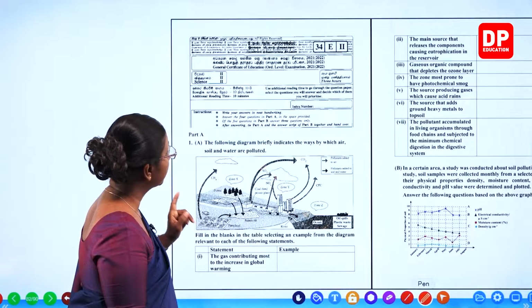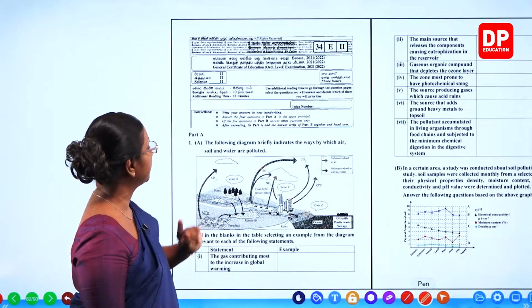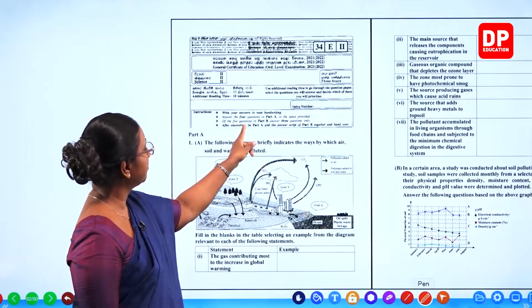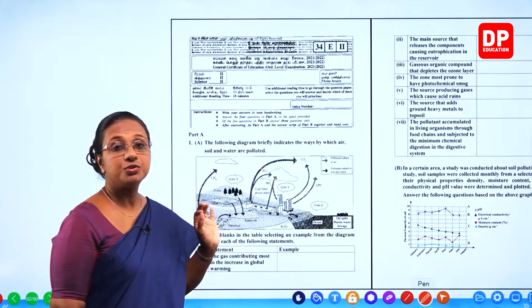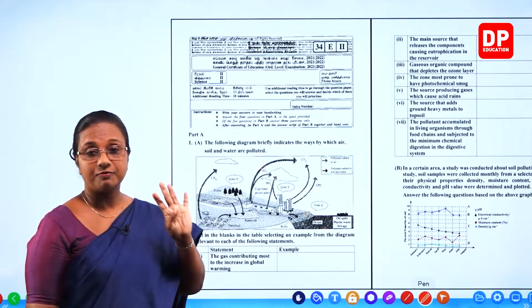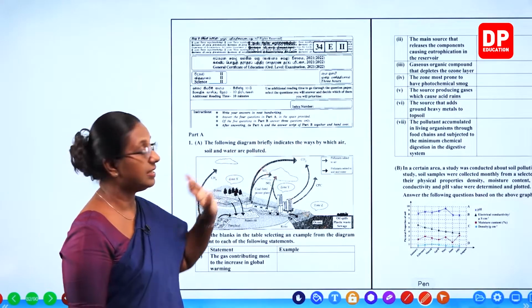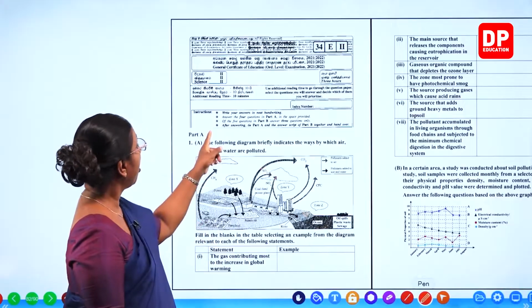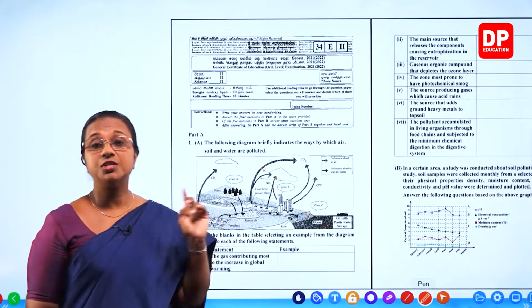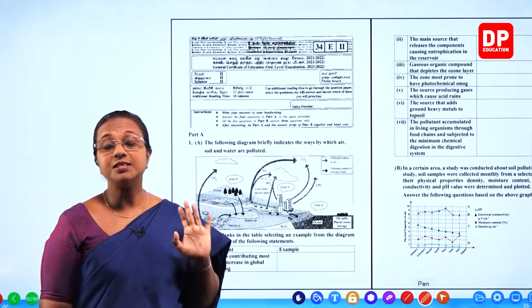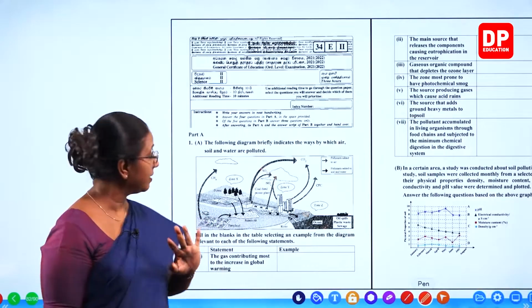Answer the 4 questions in part A in the space provided. So here you can see number 4 is highlighted in bold and part A is bold. So that means in part A there are 4 questions that have to be answered in the space provided. Of the 5 questions in part B, answer 3 questions only. So you have to answer 3 questions only from part B.